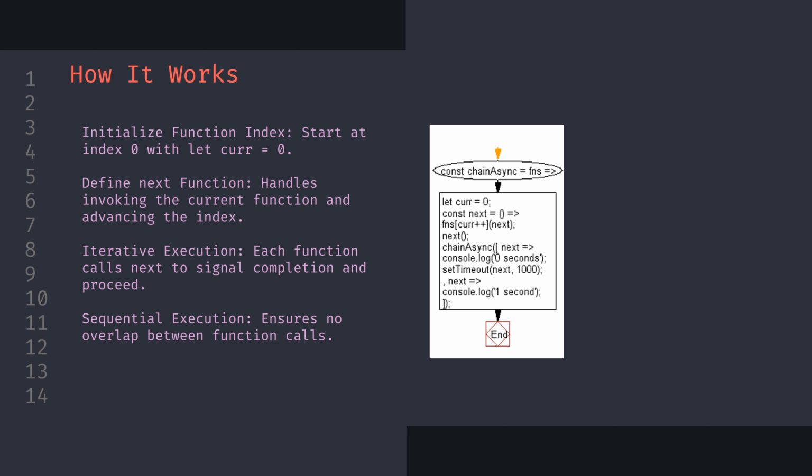The chain async function operates by initializing a counter and defining the next function, which ensures each function in the array is executed sequentially. As each function completes, it calls next to proceed to the next step.